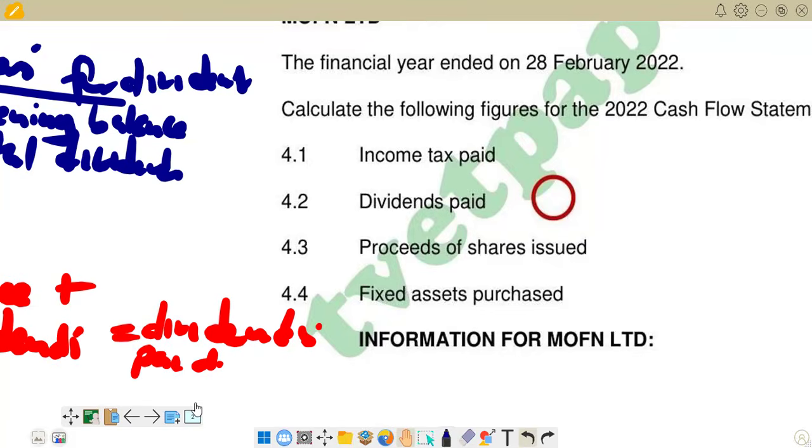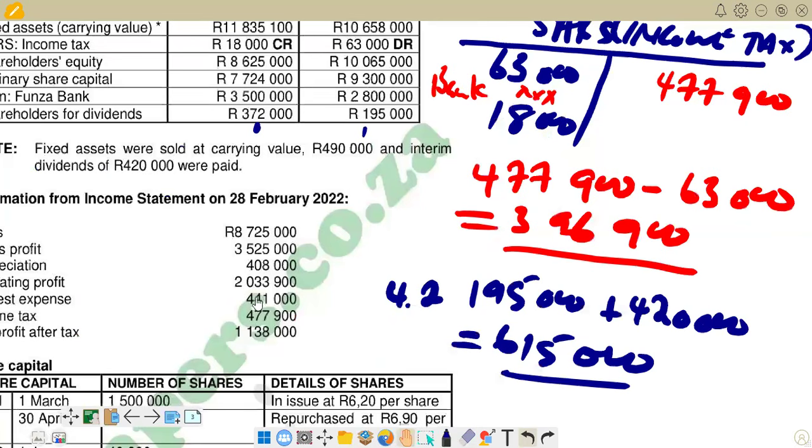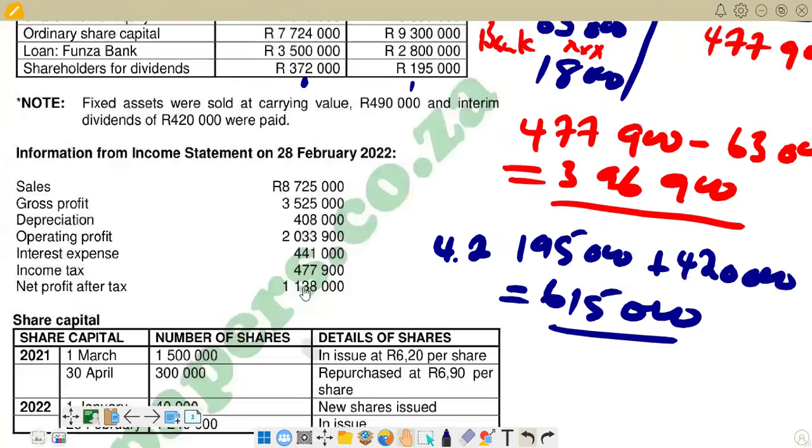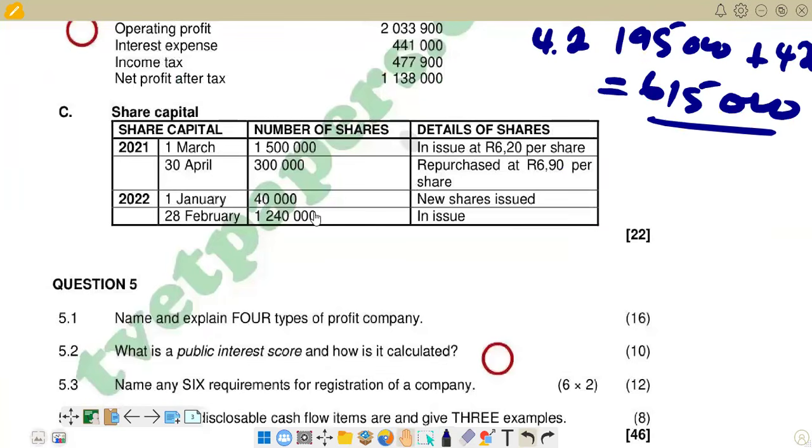So if you come here, let's see what information we're given. The information on ordinary share capital is given in information C. On 1 March we had 1,500,000 shares. The value is given in the list of balances. 300,000 were repurchased at $6.90 per share. And then we've got 40,000 new shares that were issued. The value of these 40,000 is what we need to post to the cash flow statement as shares issued.